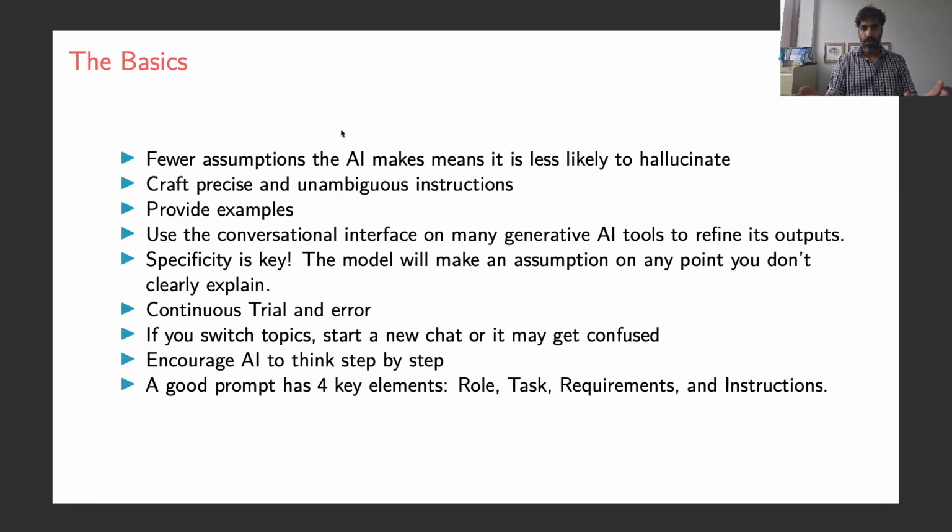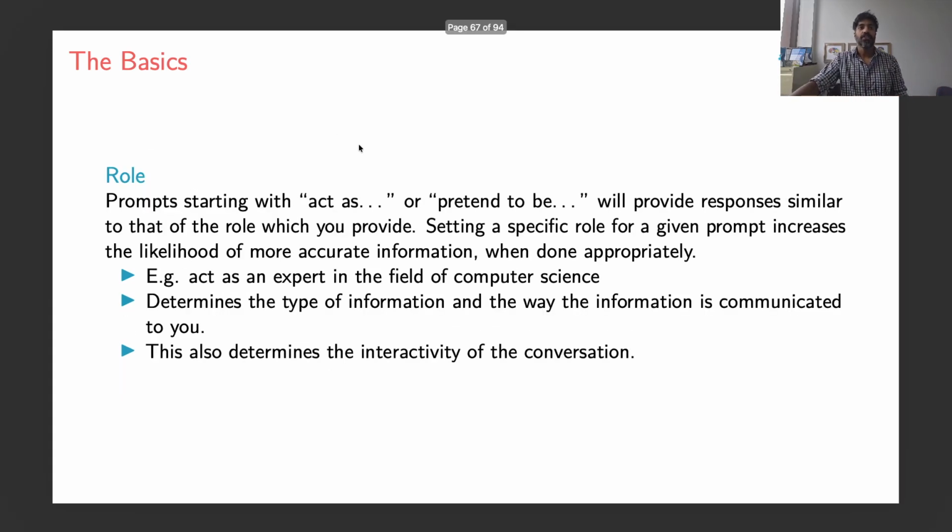And a good prompt has 4 key elements. So these are the ones I briefly mentioned before. This is the role, task, requirements, and instructions. So what does this work as? And you may have seen elements of this in some of the examples I've provided.